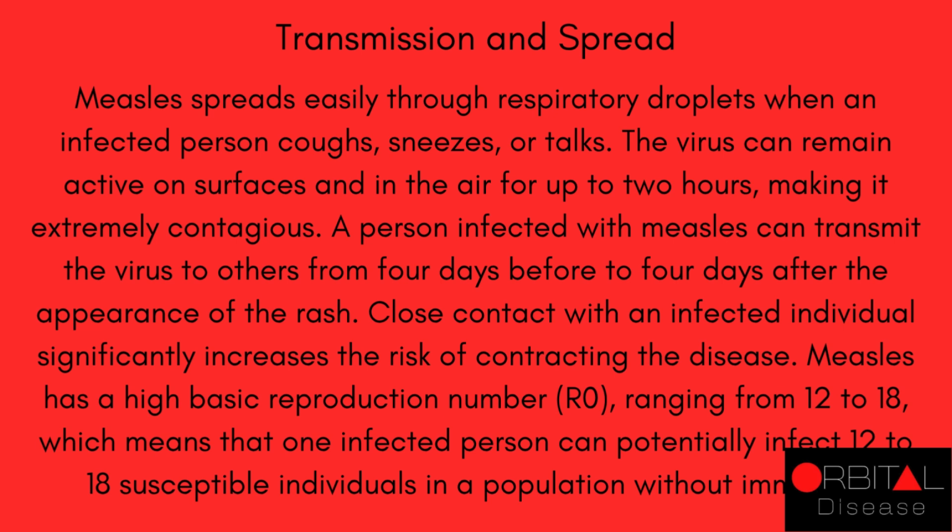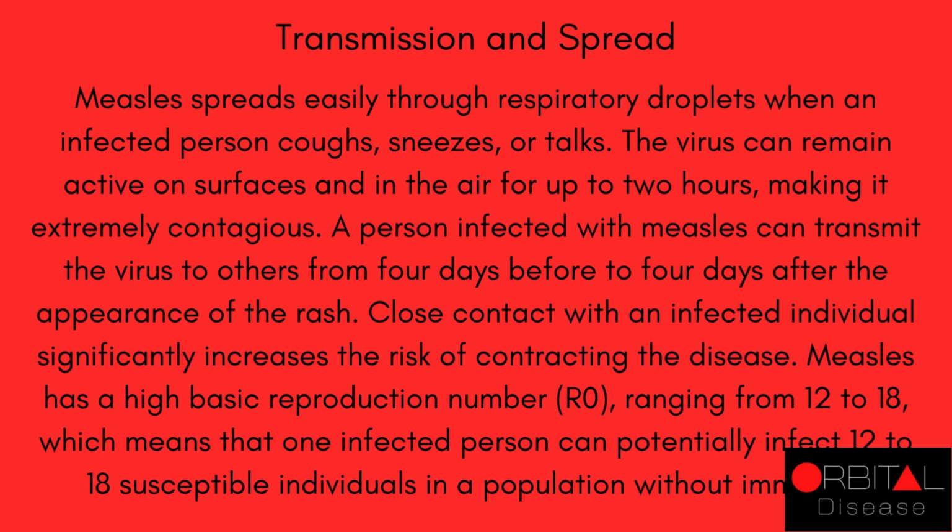Transmission and spread. Measles spreads easily through respiratory droplets when an infected person coughs, sneezes, or talks. The virus can remain active on surfaces and in the air for up to 2 hours, making it extremely contagious. A person infected with measles can transmit the virus to others from 4 days before to 4 days after the appearance of the rash. Close contact with an infected individual significantly increases the risk of contracting the disease.